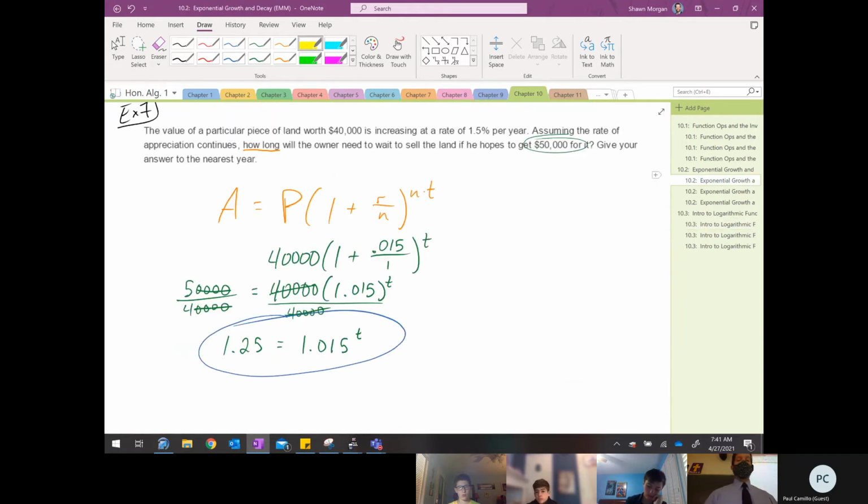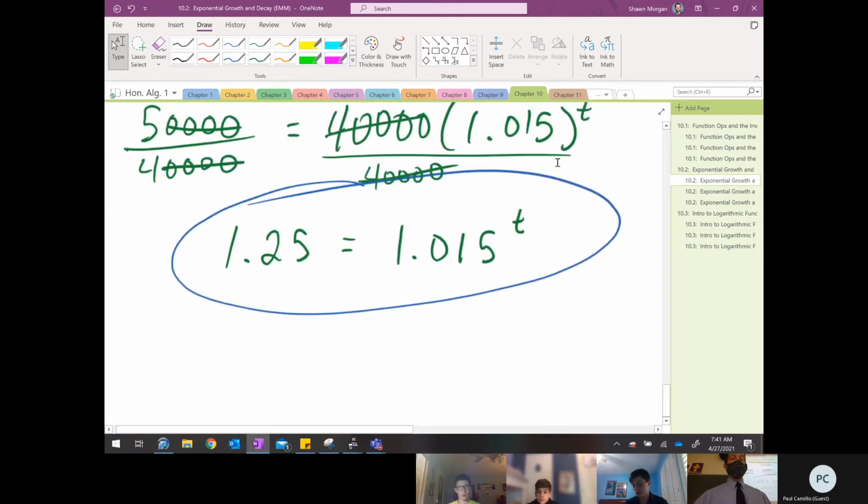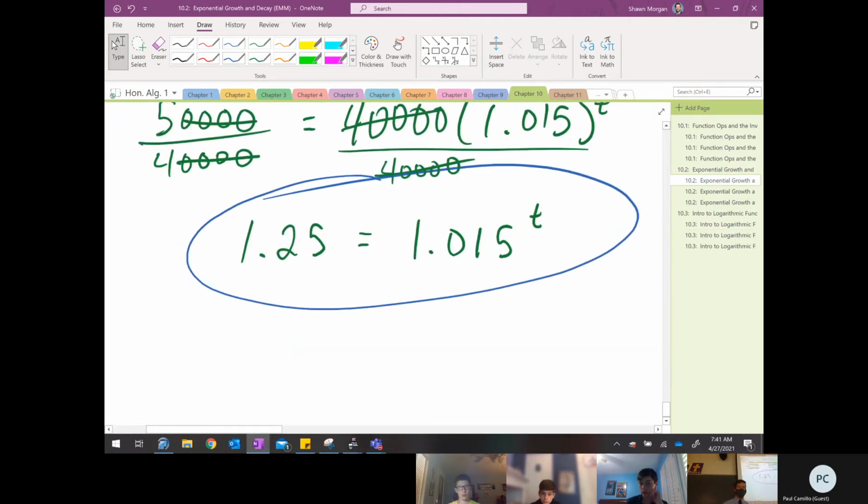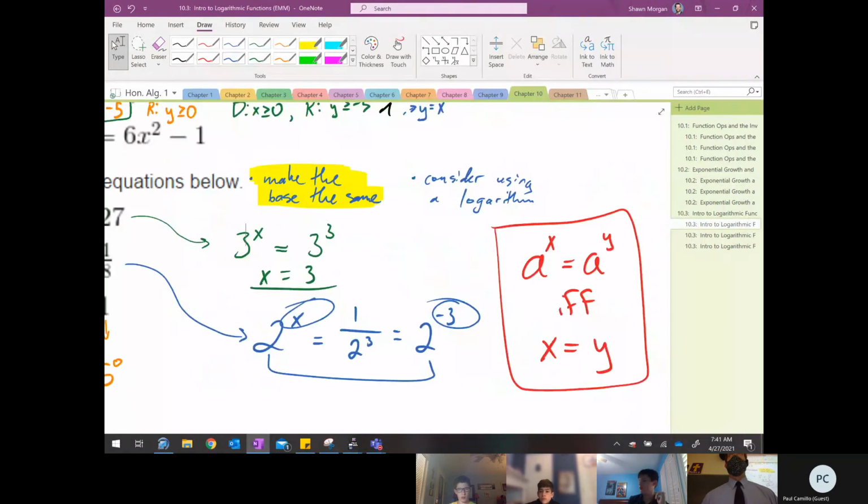Go back to our last example from 10.2. You look down here at this equation, and you tell me that those bases could be expressed as the same number. You're a better man than I. With 1.25 and 1.015, I've got no clue how to make them the same base. Earlier, we were dealing with easy numbers like 27 or 8 or 1, and those we were readily able to work with. I don't know what to do here as far as making the base the same. So what did we say to consider doing now? Using what is called a logarithm.